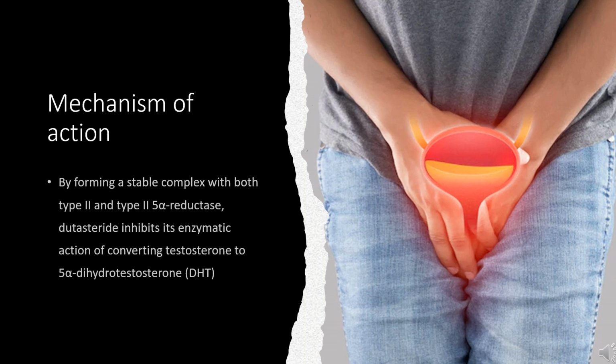By forming a stable complex with both type I and type II 5-alpha reductase, dutasteride inhibits its enzymatic action of converting testosterone to 5-alpha-dihydrotestosterone, DHT, which is the androgen primarily responsible for the initial development and subsequent enlargement of the prostate gland. It is proposed that DHT is the principal androgen responsible for prostatic growth in later life, normal masculinization of the external genitalia, and maturation of the prostate gland during development. Thus, reducing the serum DHT levels results in reduced prostatic volume and increased epithelial apoptosis.